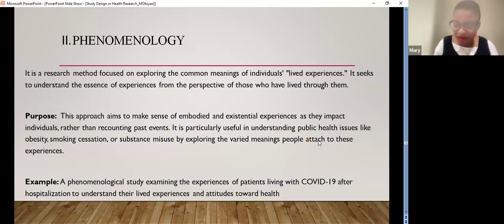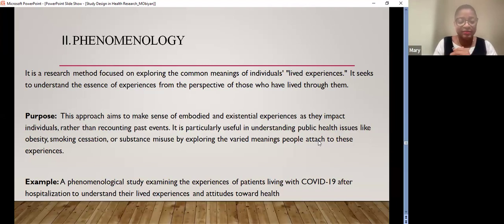Smokers die young. They know the risk, but they still can't stop. Obesity, you are at risk of high blood pressure, at risk of anything, but they will still eat. What could be the reason for that? Maybe there's an experience. So phenomenology is commonly used, and it is a very good research design.